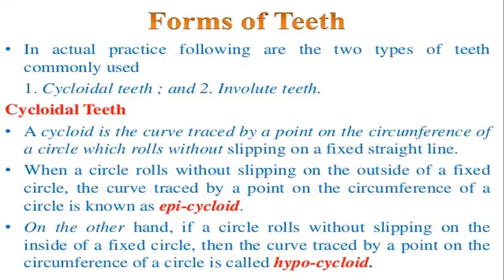This has to have a tracing point, so we trace a point depending upon the curve created. A cycloid is the curve which is traced out by a point on the circumference of a circle which rolls without slipping on a fixed straight line. So the circle rolls without slipping on a fixed straight line, and the curve is traced by a point on the circle.